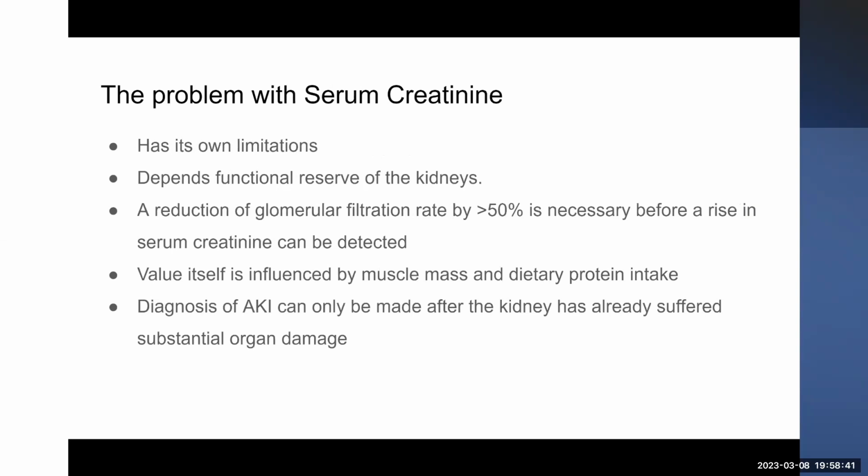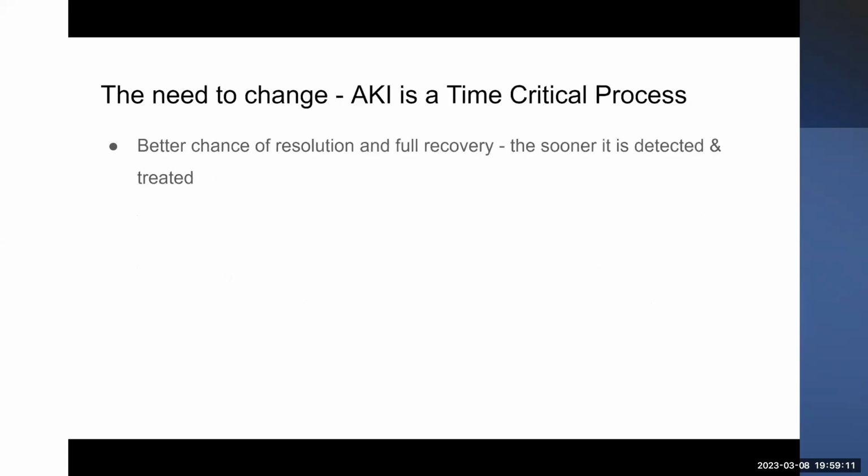It depends upon the functional reserve of the kidneys. And we know from our years in medical school that a reduction of glomerular filtration rate by greater than 50% is necessary before a rise in serum creatinine can be detected. The value itself can be influenced by muscle mass and dietary protein intake, and unfortunately, the diagnosis of AKI based upon creatinine can be made after the kidney has already suffered substantial organ damage. The need to change is obvious, and we realize AKI is a time-critical process, and there is always a better chance of resolution and full recovery the sooner it is detected and the earlier it is treated.